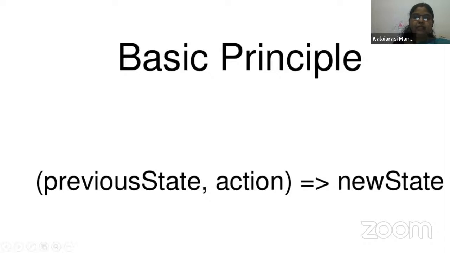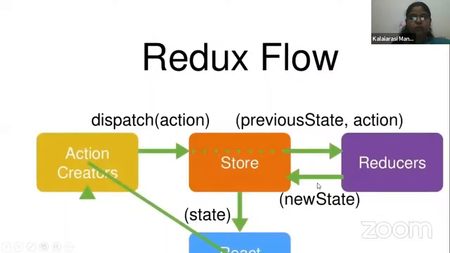The basic principle is initially we start from an action. In your declarative UI, you have a button click or a mouse over or whatever it is, that is an action. And that is inside this, the previous state and action is sent and combinedly worked upon.